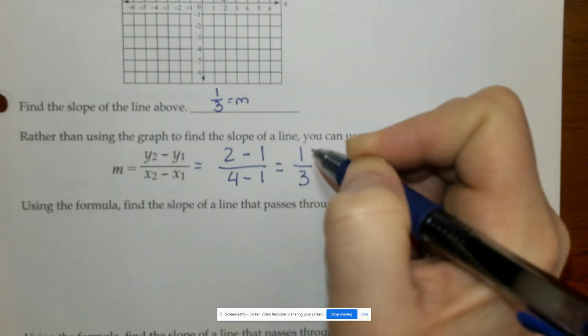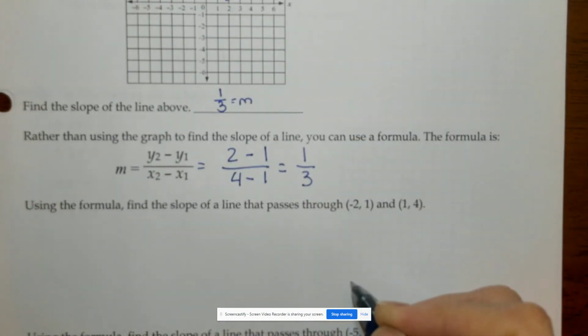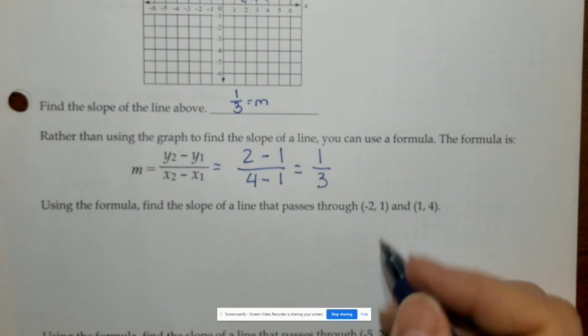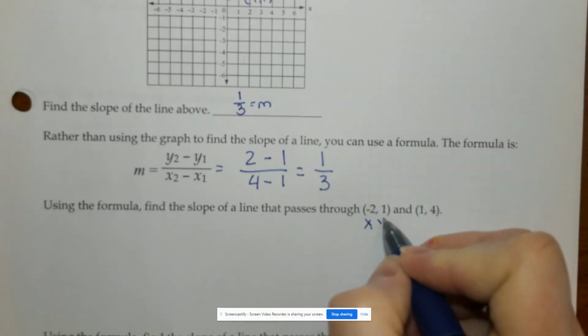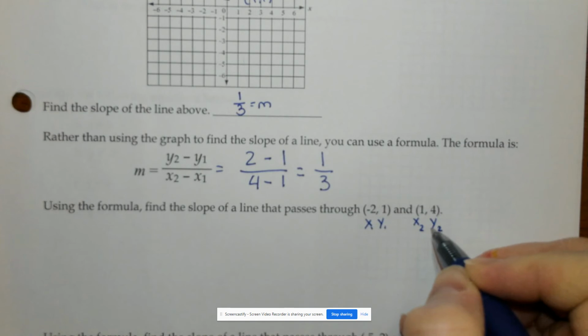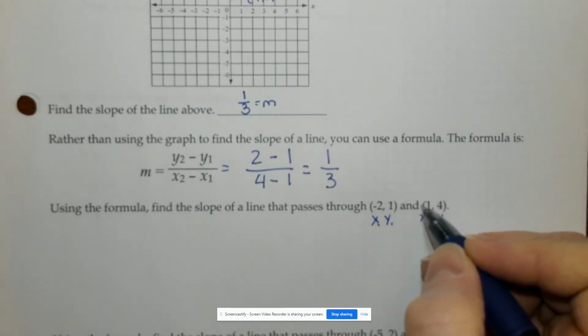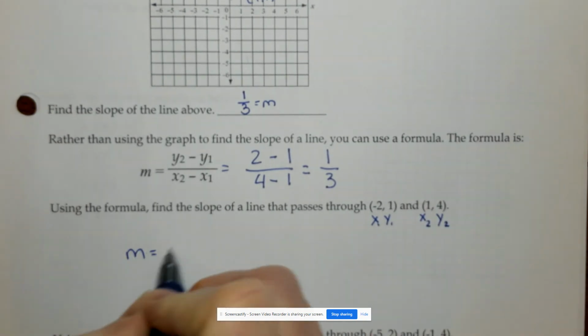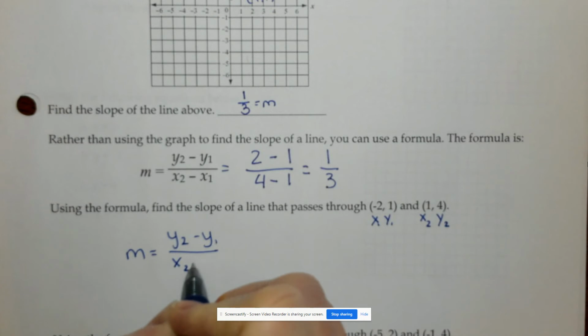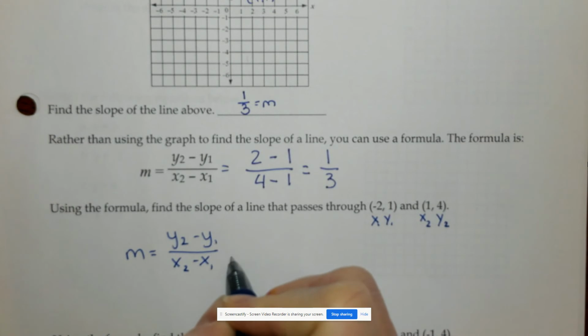Now, why would I have you do that? Because sometimes you're asked to find the slope between 2 points and you don't have a graph. So this would be your x1, y1. This would be your x2, y2. So in the beginning, you're definitely going to want to label them that way. You're also going to want to write down the slope formula each time for 2 reasons. 1, so you put things in the right place, but 2, so that you practice it and have it memorized.